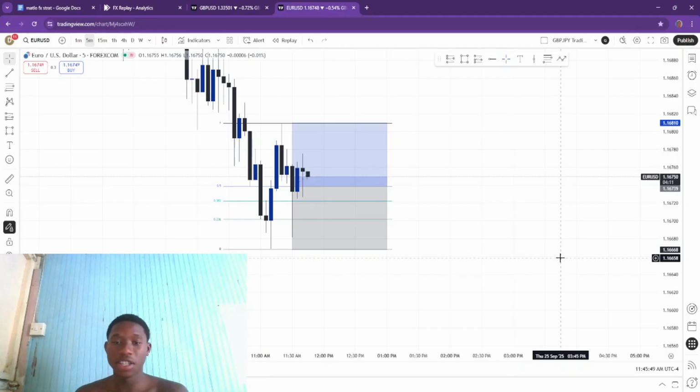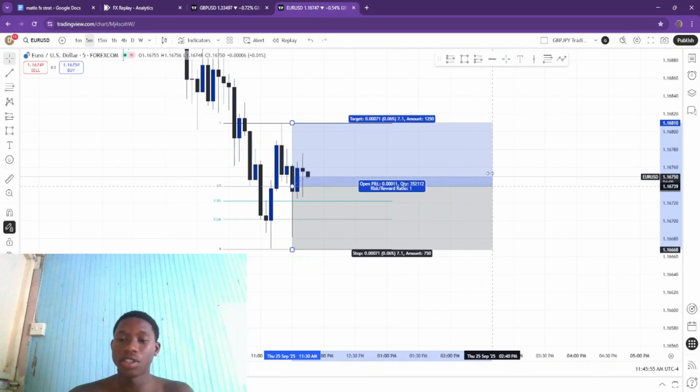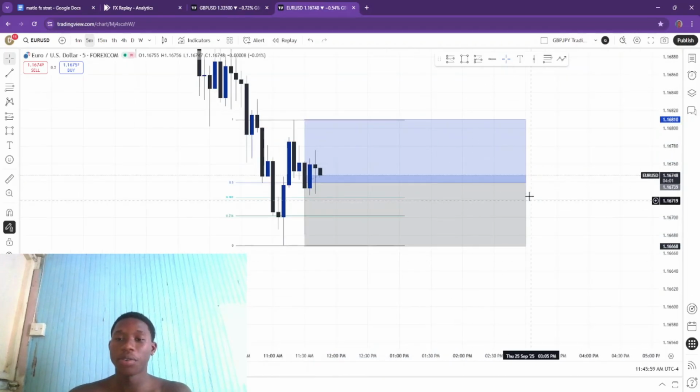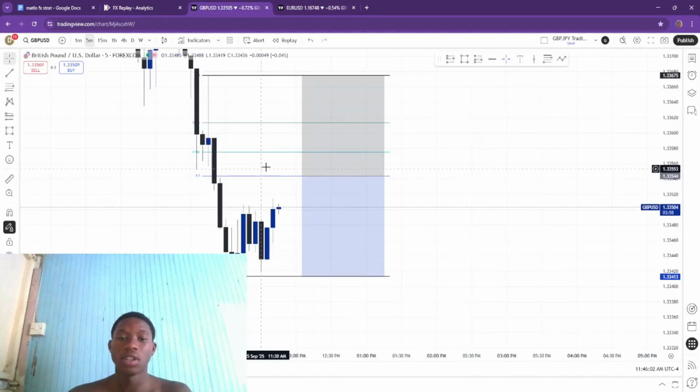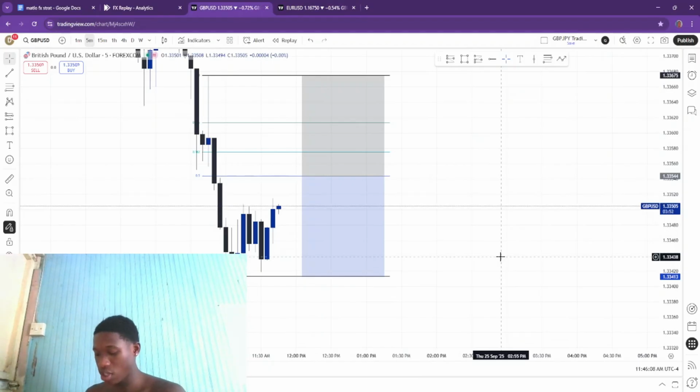We have until 3 o'clock that trade could potentially run, but I don't think it will, because most of my winning trades just run quickly. GBP USD looking to go up higher. So we're literally just chilling.